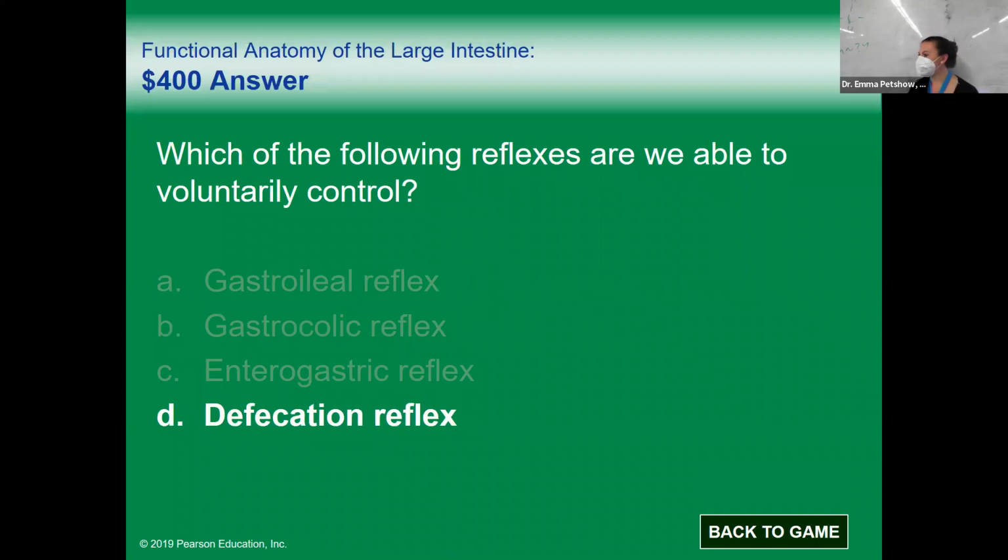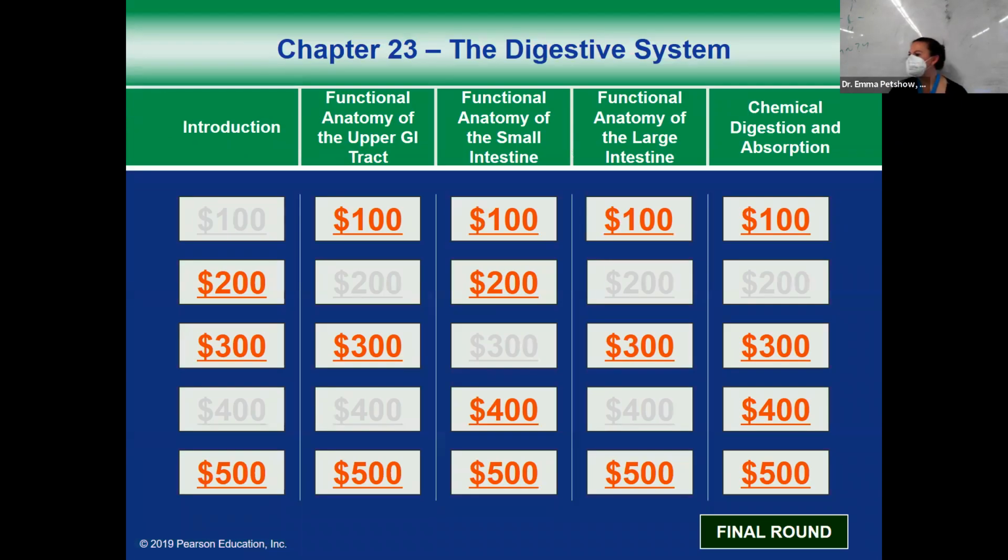Your defecation reflex, right? We know we're not pooping all over the place. We know that we can normally. We know that we can control that reflex at least once we become adults. As kids, we're not able to as much. Great. All right, what's next?